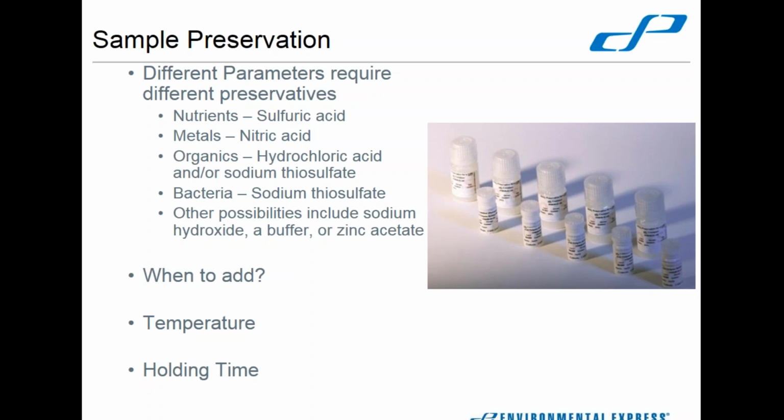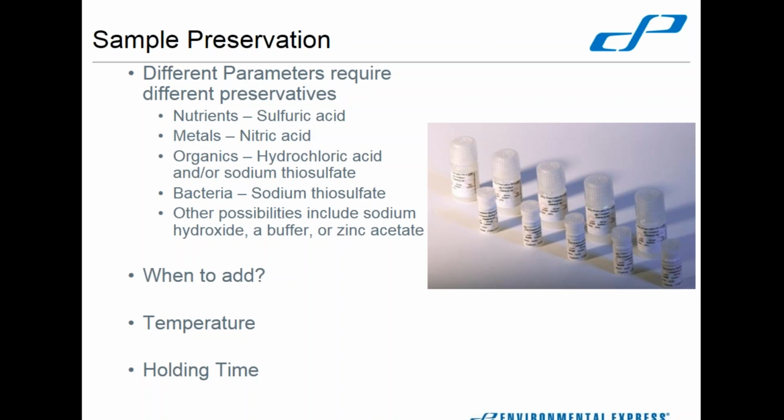Your nutrients typically are preserved with sulfuric acid. Metals typically are preserved with nitric acid. Your organics often get preserved with some combination of hydrochloric acid and sodium thiosulfate. Bacteria samples, sodium thiosulfate. A couple other things that I've seen: sodium hydroxide for cyanide, sodium hydroxide and zinc acetate for sulfide. And then depending on how you're doing your hexavalent chromiums, there may be a specific buffer that's required.